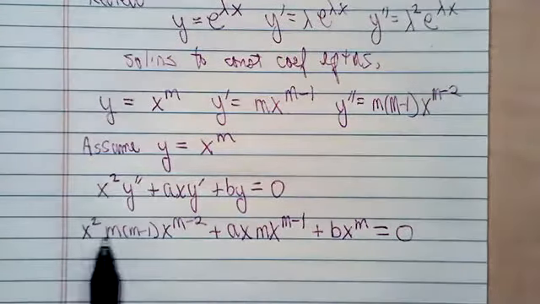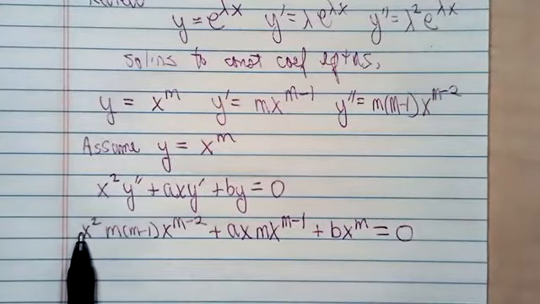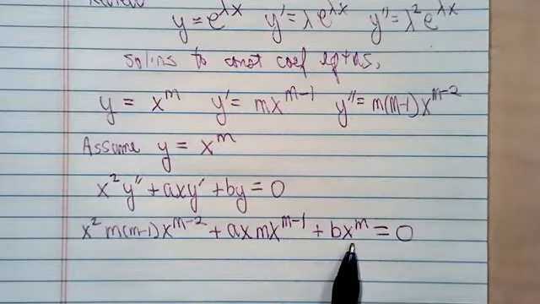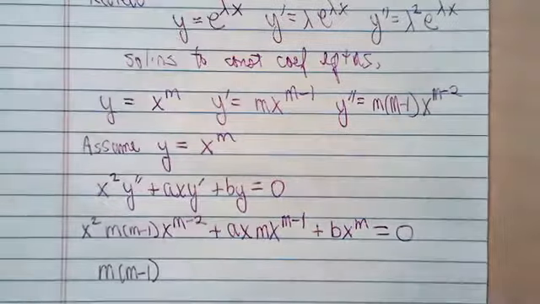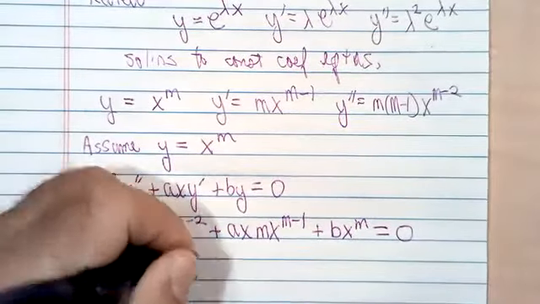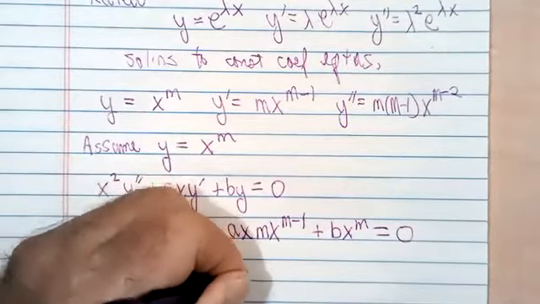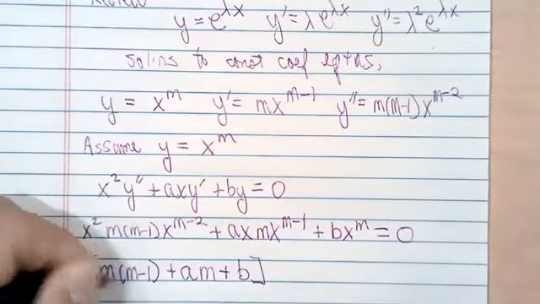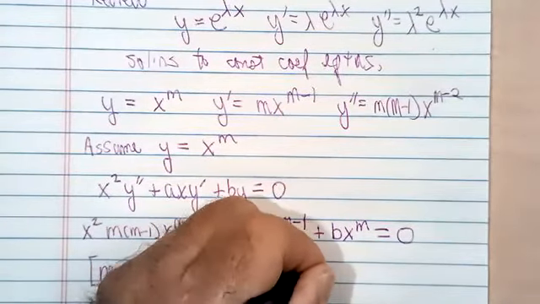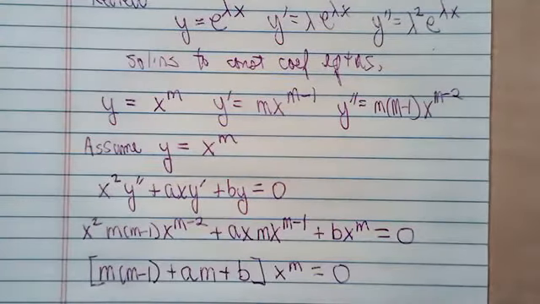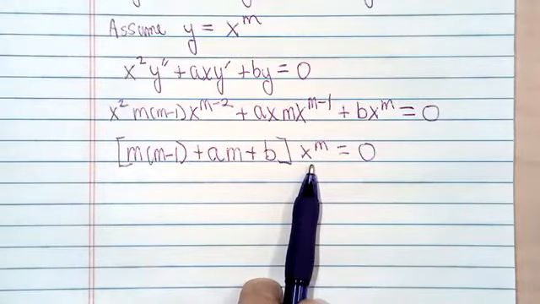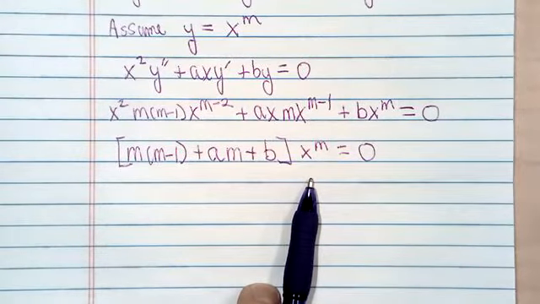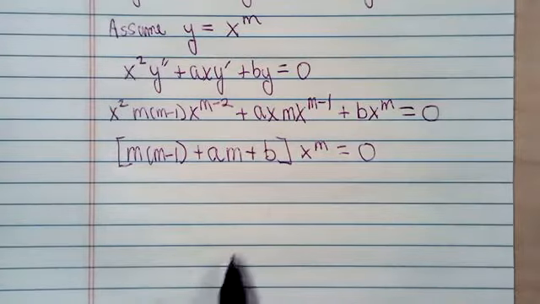Well, notice we've got x to the m minus 2 times x squared. That's x to the m. x times x to the m minus 1, x to the m, x to the m there. Everything in sight has an x to the m on it. So m times m minus 1 plus a m plus b, all of that times x to the m equals 0. Now, this right-hand factor here, x to the m, certainly it can be 0. It's 0 when x is 0, right? But otherwise, it's not. So all the action is really taking place over here with this quadratic.